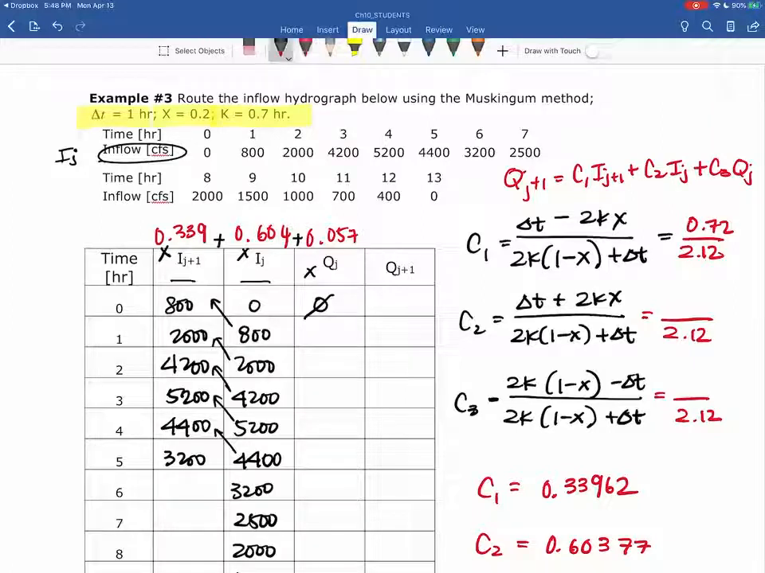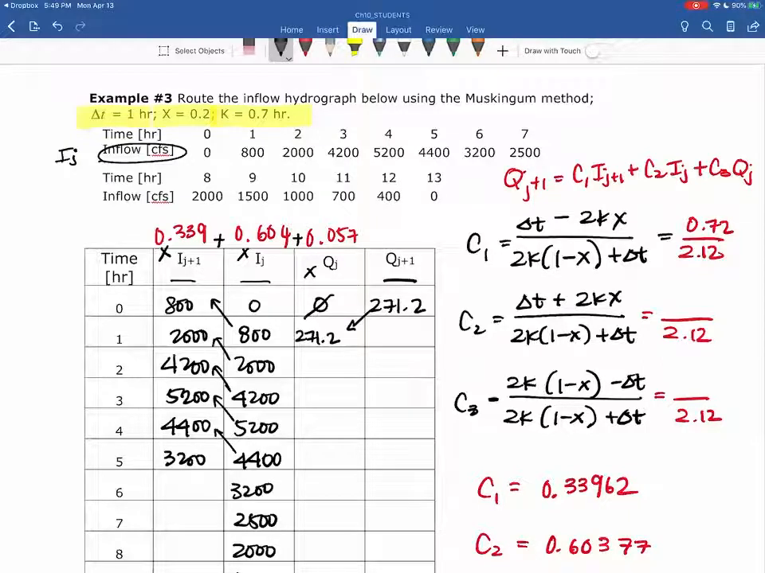So then, if you do that calculation, what is Q J plus 1 going to be? It's going to be 800 multiplied by 0.339 plus 0 plus 0. So what's the value? 271.2. Perfect. Now, this is your Q J plus 1, which means that's your flow rate for the next hour. So that number actually goes down here. So it's 271.2.